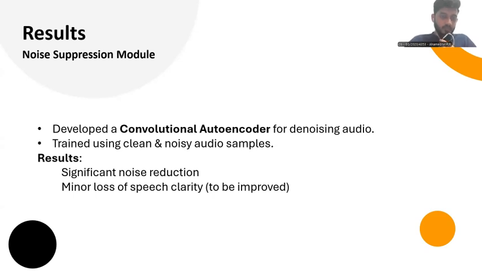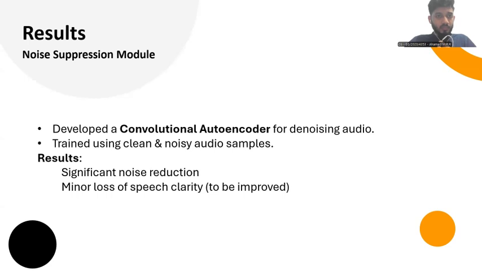I am Ahmad. When we see the results of the conference paper, we can divide the results into 3 parts. The first one is the noise suppression module. They developed a convolutional autoencoder for denoising audio. They trained using clean and noisy audio samples. The result was a significant noise reduction and minor loss of speech clarity, so it needs to be improved.